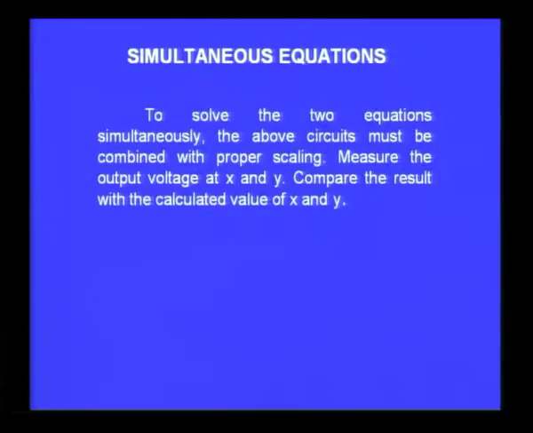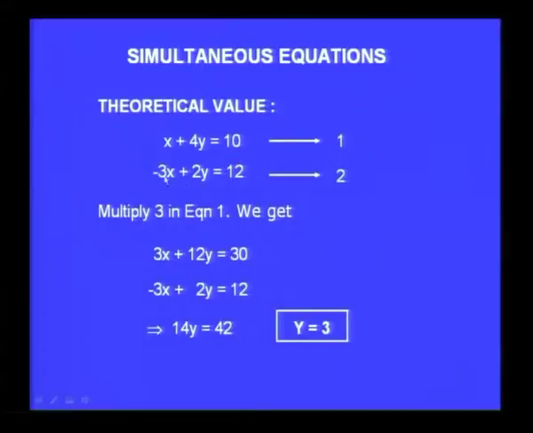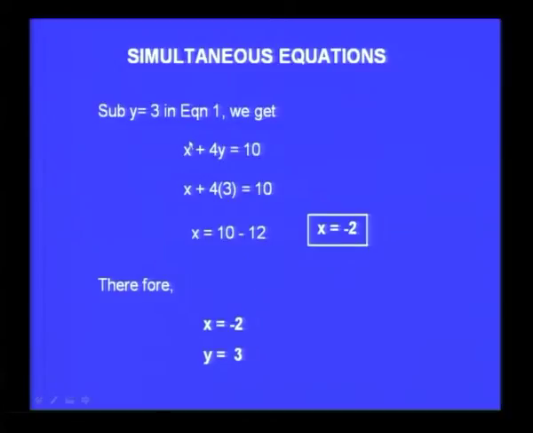But before we do that, let us also try to do that by the normal analytical method. x plus 4y is equal to 10 and minus 3x plus 2y is equal to 12 are the two starting equations. So multiply the first by 3, so it becomes 3x plus 12y is equal to 30, and this is minus 3x plus 2y is equal to 12. If I add them together, I get 14y is equal to 42 and y is equal to 3. So y is equal to 3 is the first solution, and I use that in the next equation.